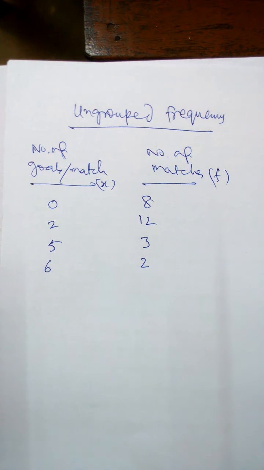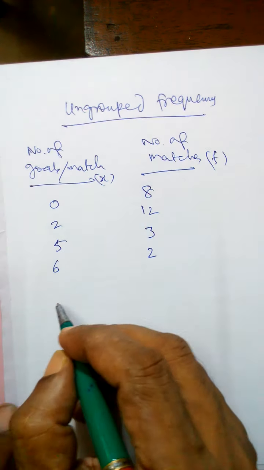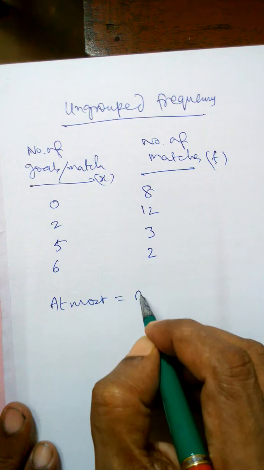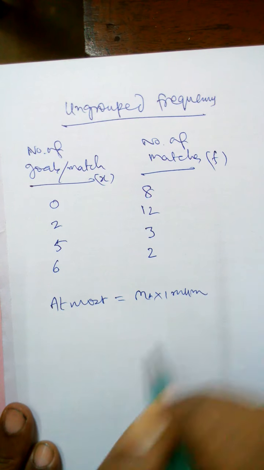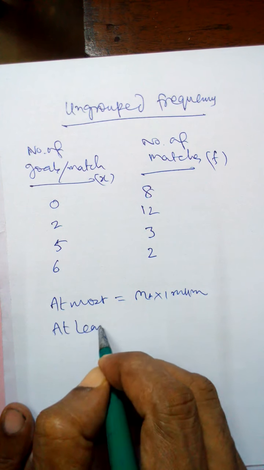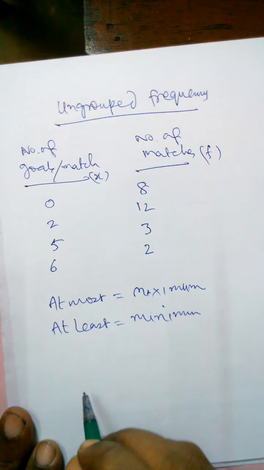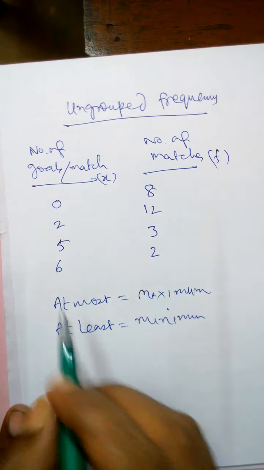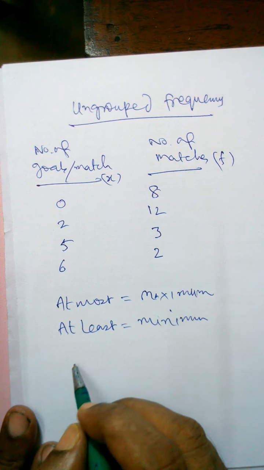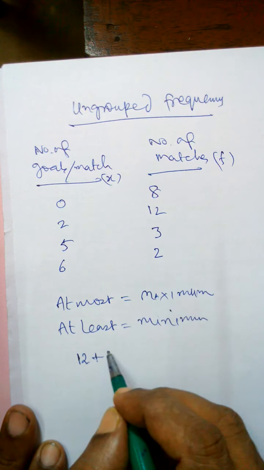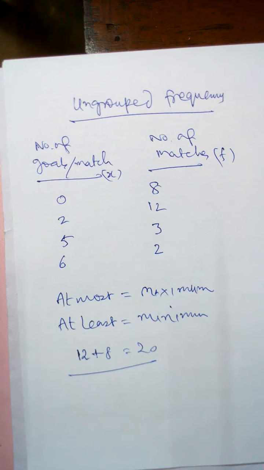Now from here we can ask some questions, like how many matches at most 2 goals are scored. At most means maximum, that means 2 or less than it will be. And when I say at least, that will mean minimum. So if I say at most 2 goals, that is 2 goals or less than 2 goals. So the result will be 2 goals scored, 12 matches, less than that 0 goals scored, 8 matches. So the answer is 20.